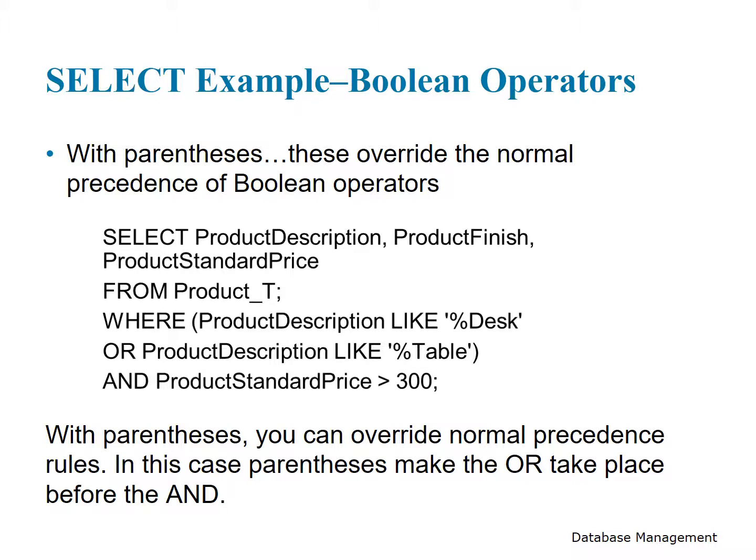Select example: Boolean operators with parentheses. This overrides the normal precedence of Boolean operators. Select product description, product finish, product standard price from Product_T, where product description like '%desk' or product description like '%table' and product standard price greater than $300.